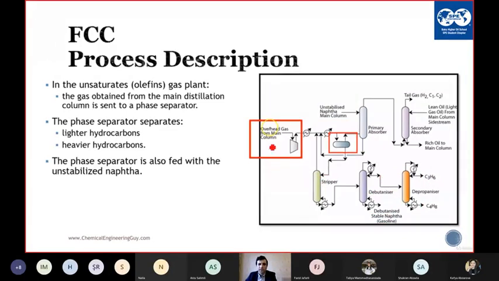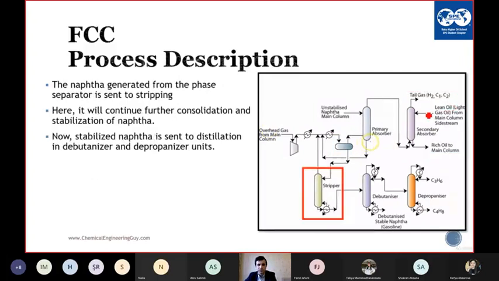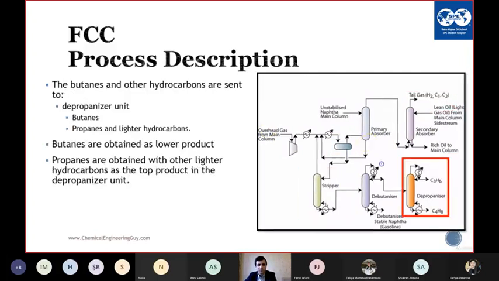The overhead gases are sent to the compressor, and then to the primary absorber and the secondary absorber. As I told you, here we have the lean oil or lean amine to treat the gases. This is the secondary processes in the refinery. I talked about the stripper, and I talked about the propanizer.